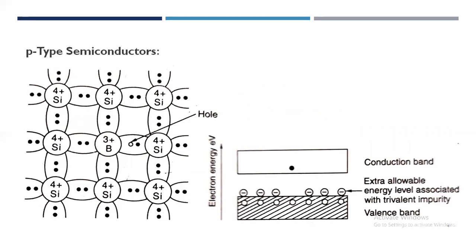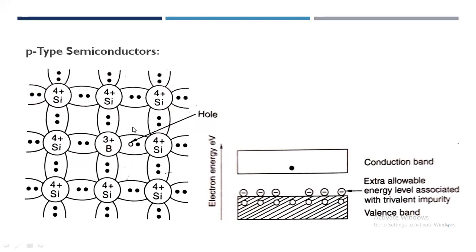Let's see the P type semiconductor. P type semiconductors are those in which silicon is doped with an element from the third column, for example boron, gallium, or aluminium. In this picture, silicon is doped with boron.